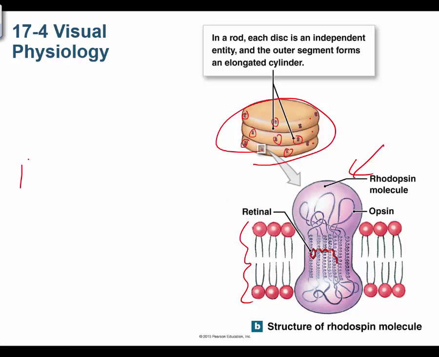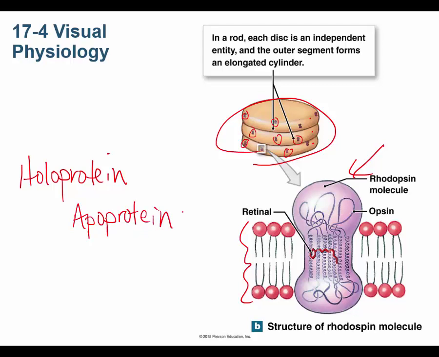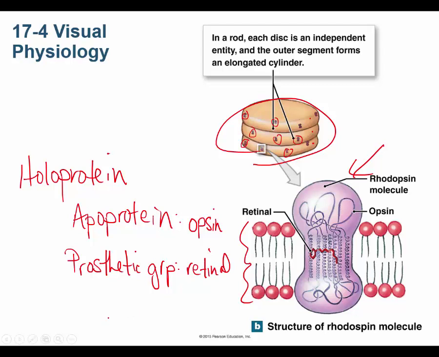Now, rhodopsin is a holoprotein. All right. Well, what that means, if you recall, is that there's an apoprotein, and the apoprotein is called opsin. And then there's a prosthetic group, and the prosthetic group is called retinal. It's a vitamin A derivative. It's the reason why you eat vitamin A. So the holoprotein, rhodopsin, is part opsin, part prosthetic group called retinal. And that's the holoprotein called rhodopsin.